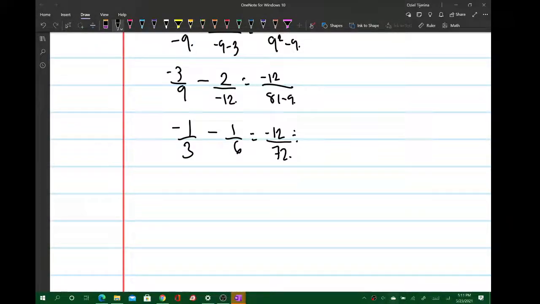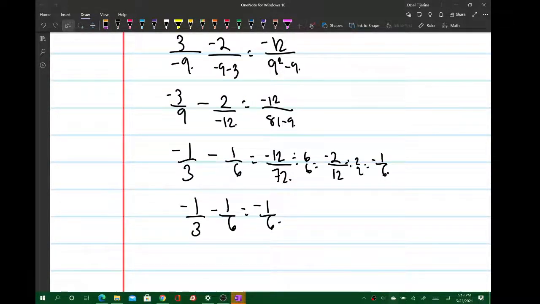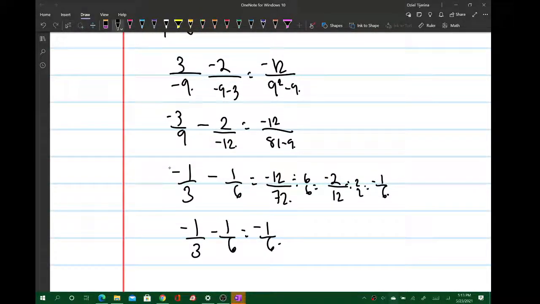So this simplified is going to be negative 1/6. So then, or wait, excuse me, my bad. This is, oh my goodness. So when we do, it's a plus negative 2 over negative 12. At least I think. Give me 1 second, guys.